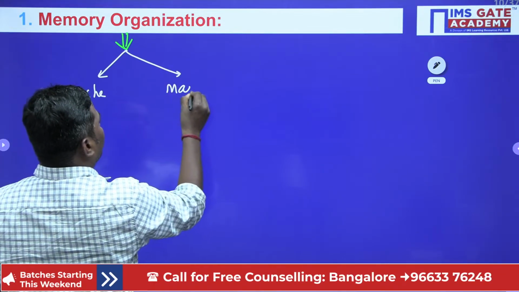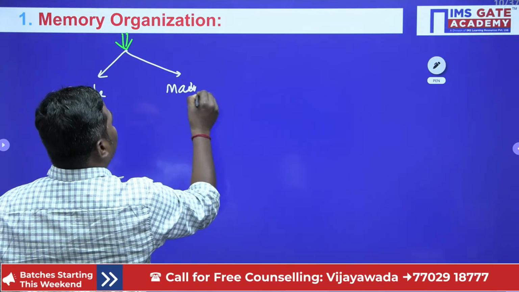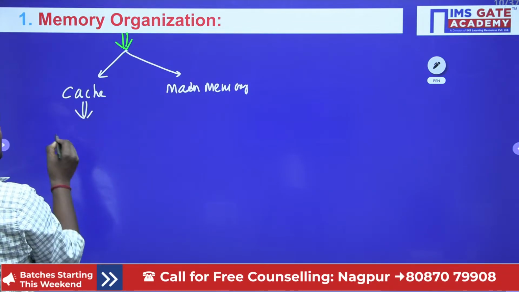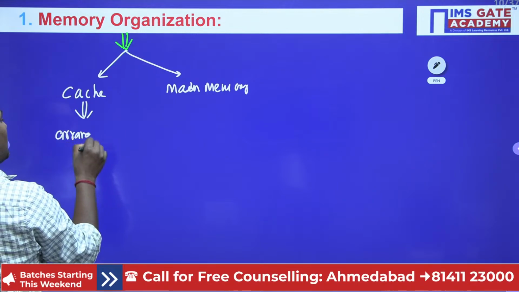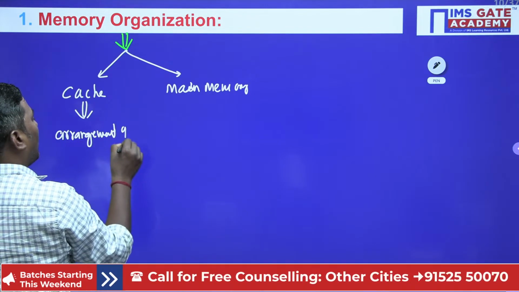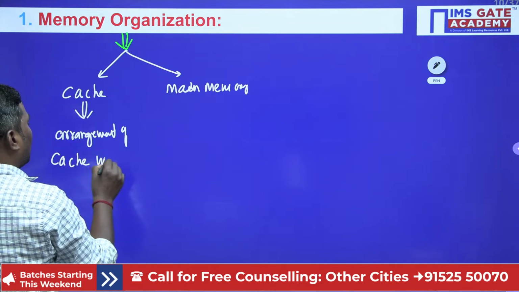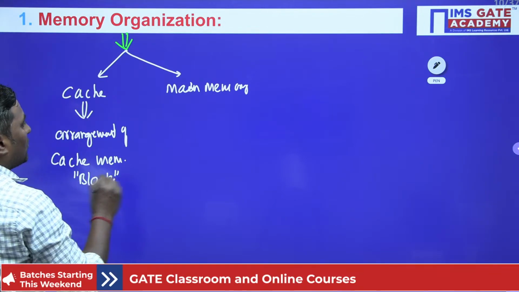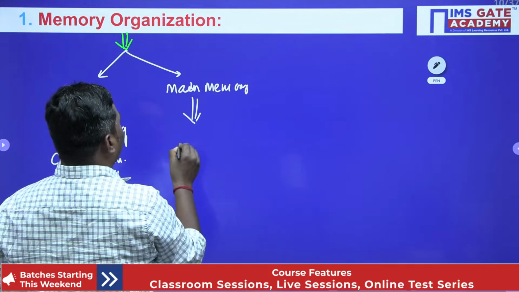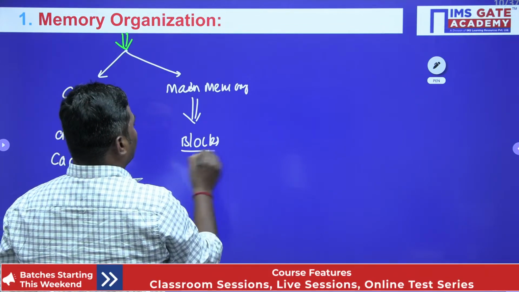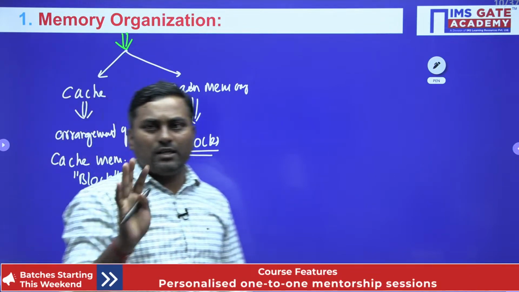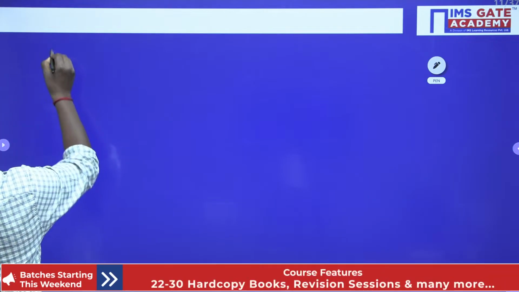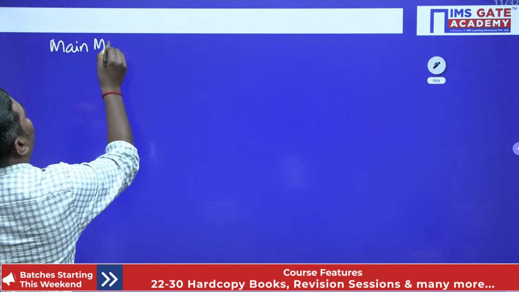Main memory organization, please understand. What is this organization? It is the arrangement of cache memory in terms of blocks, and also the arrangement of main memory in terms of blocks. So we arrange them in terms of blocks. That is what organization means here. Let's understand with an example. First of all, suppose I consider the main memory.